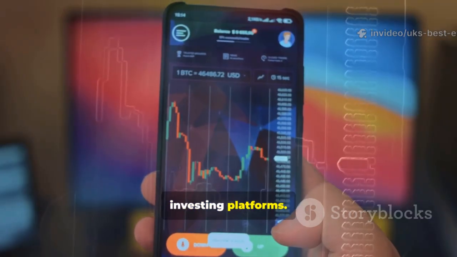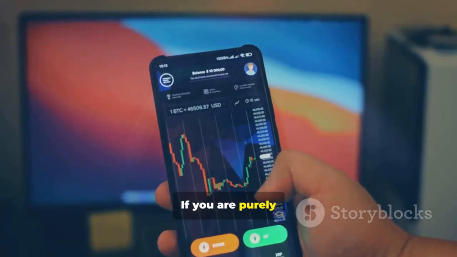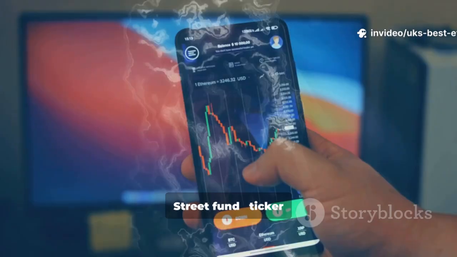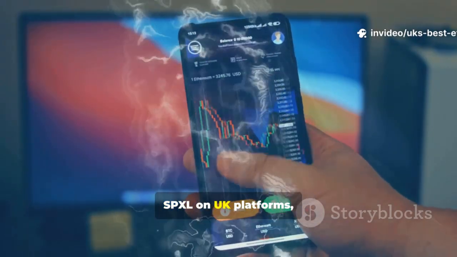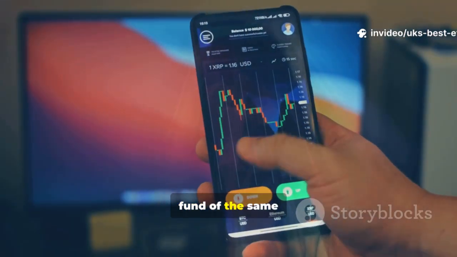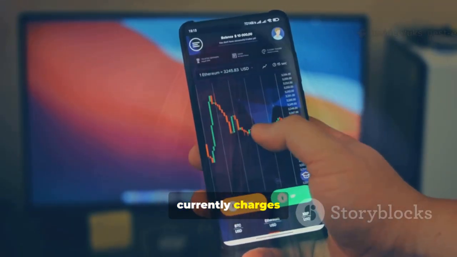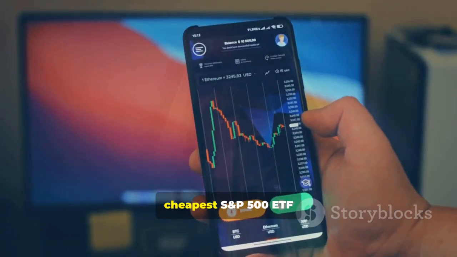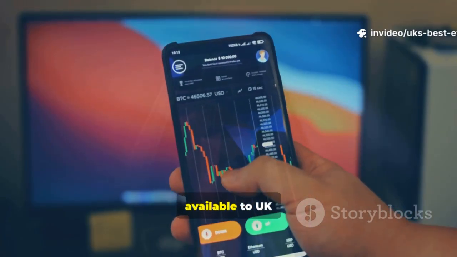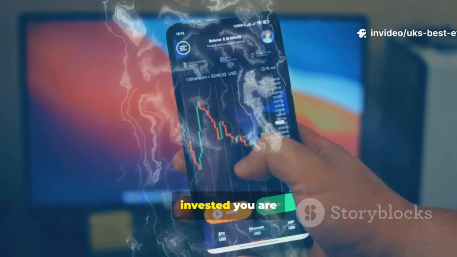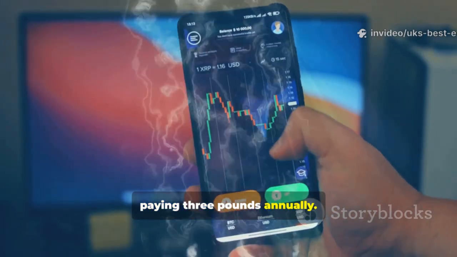UK investing platforms. If you are purely optimizing for the lowest possible cost, there is a State Street fund, ticker SPXL, on UK platforms, not to be confused with a completely different US-listed fund of the same name, that currently charges just 0.03% per year. That is the cheapest S&P 500 ETF available to UK investors right now. For every $10,000 invested, you are paying £3 annually.